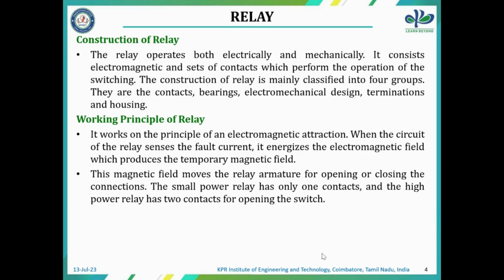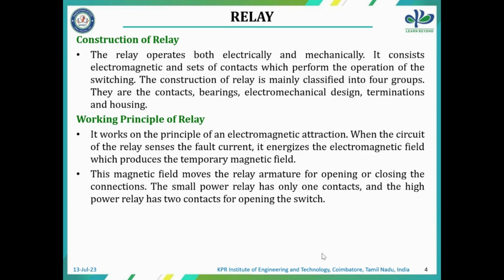Then it basically works on the principles of electromagnetic attraction, and when the circuit of the relay senses the fault current, that is the important thing that we have to note down here. The fault current may occur by any condition, like any abnormality happening, and then we have to protect the circuit. The relay is a protection circuit; it may sense the faulty current and give signals to the coil to operate.